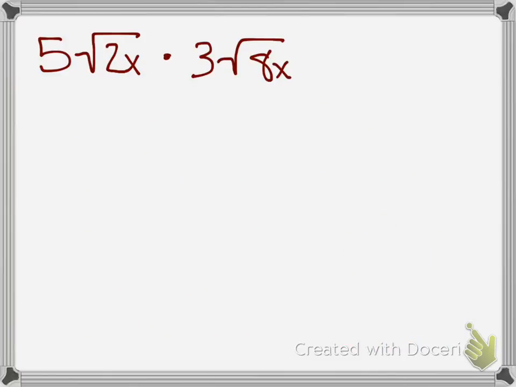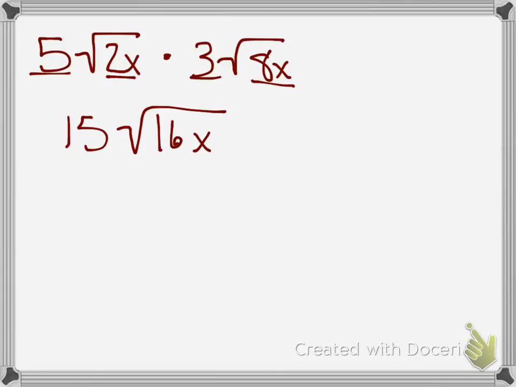Okay, so let's look at this and let's try to go with a smaller number, because I think I'm going to do smaller numbers with this and not try to make it too crazy difficult. Okay, so if I just stick with smaller numbers like this, I can multiply these numbers. 5 times 3 is 15. I can also multiply these numbers. 2 times 8 is 16, and x times x is x squared.